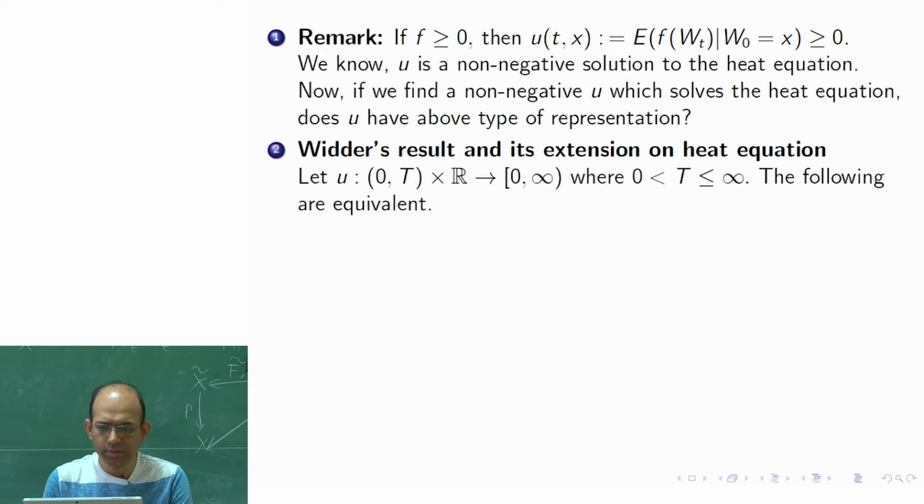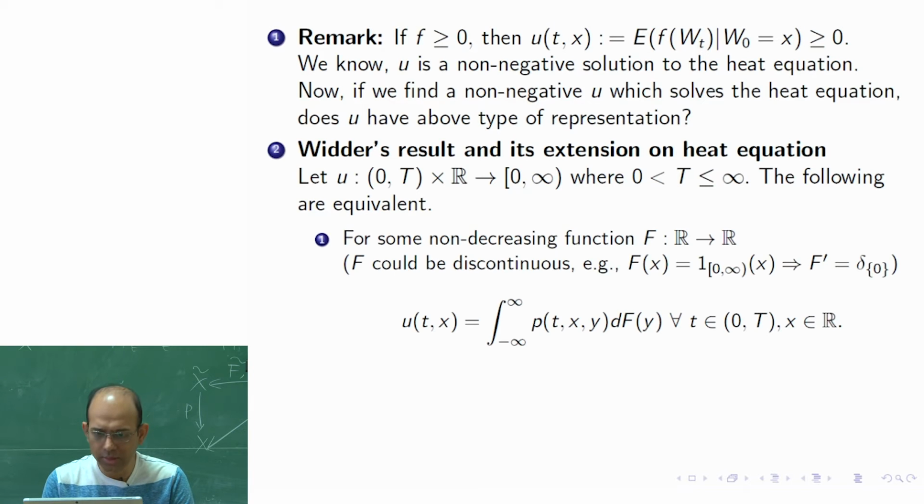So Widder's result is as follows. Let u be a function of two variables, time and space. The domain is the open interval 0 to capital T for time, and space is the whole of R, an unbounded domain, and this u is non-negative, so its value is 0 or more. So here the following are equivalent. Okay, this theorem is saying that the following are equivalent.